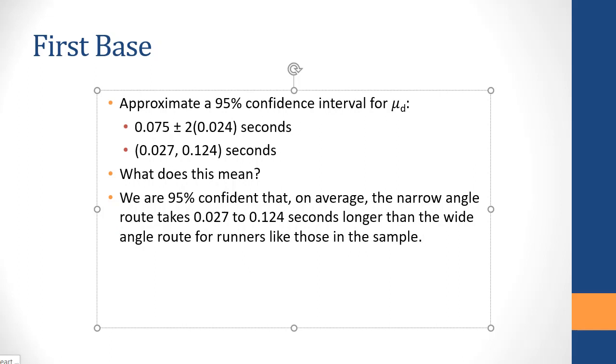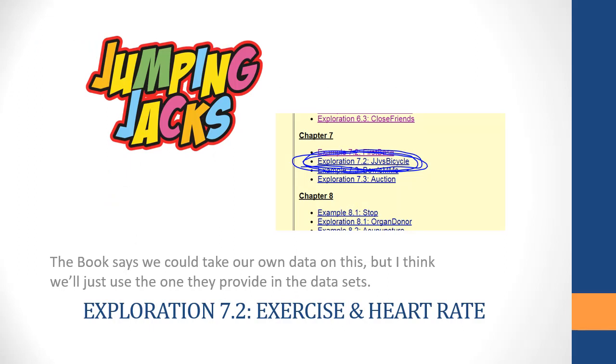Okay. And then the exploration you're going to take a look at is jumping jacks versus bicycle kicks and heart rate, and the data's right there. So you want to use that when you do this.